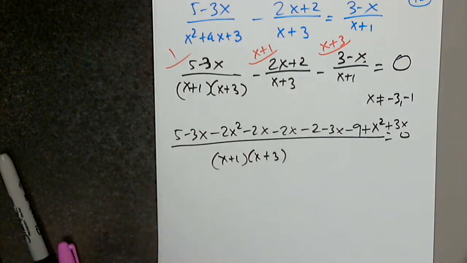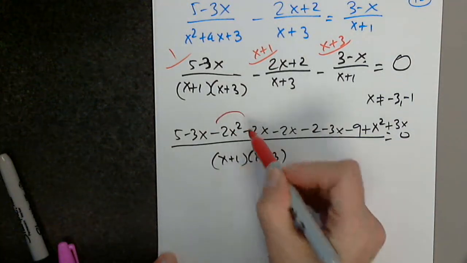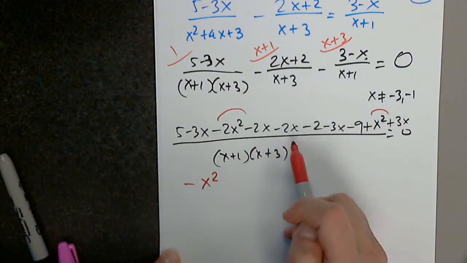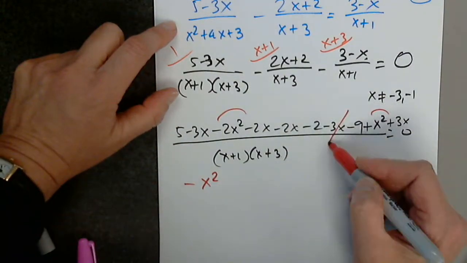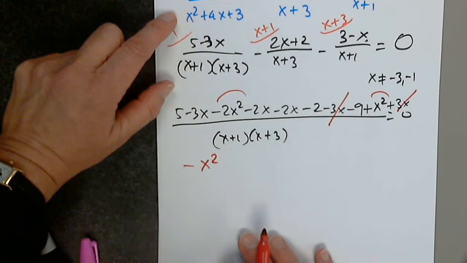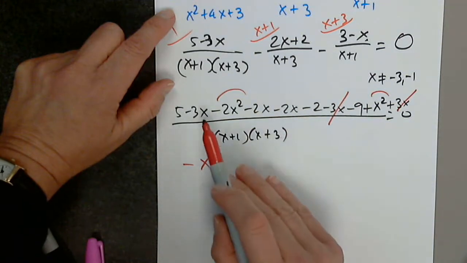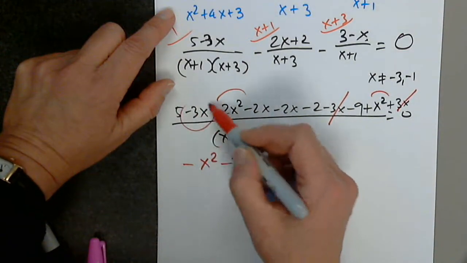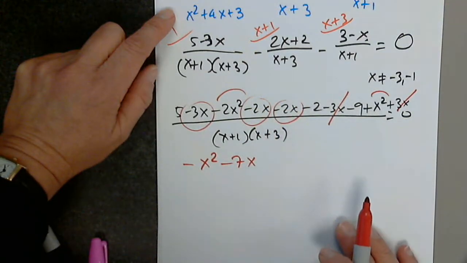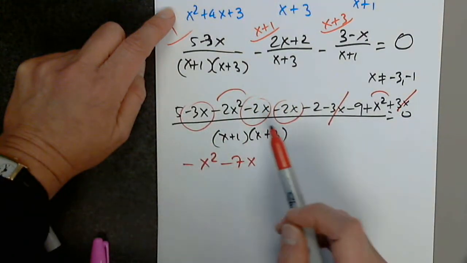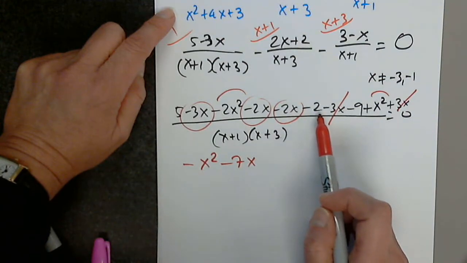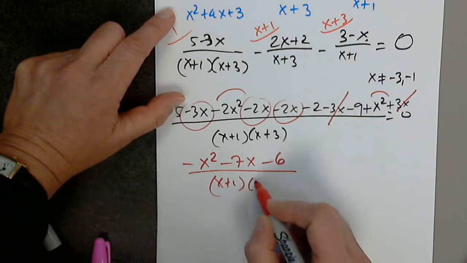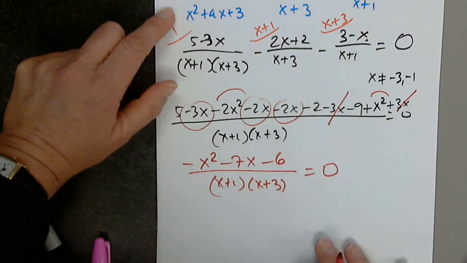Okay, so now I see x squared and x squared, so this is negative x squared. Then I see a negative 3x with a positive 3x. They go away. A negative 3x with the other negative 2x, so it's negative 7x. So these are accounted for. And the only thing I have left is a 5 minus 2, which is 3, and minus 9, which is negative 6, over x plus 1, x plus 3 equals 0.